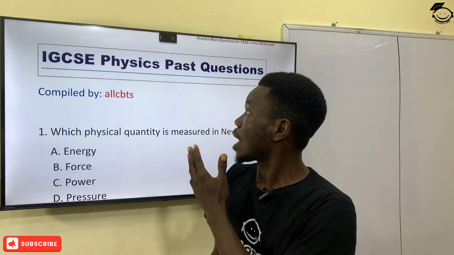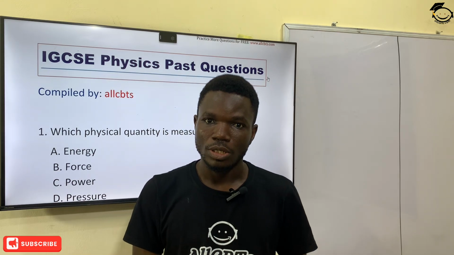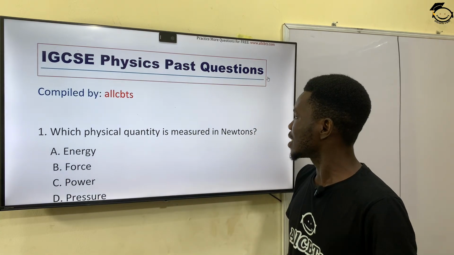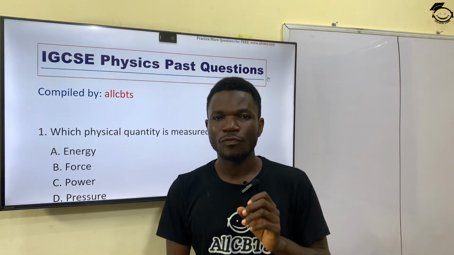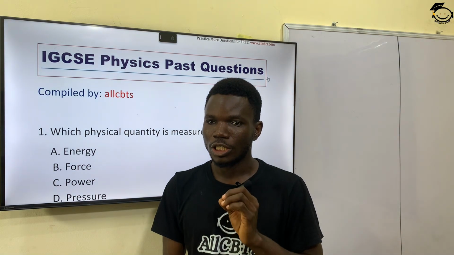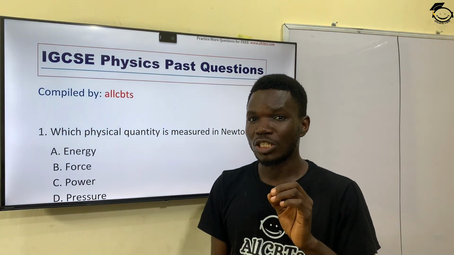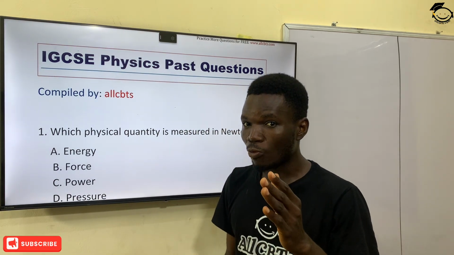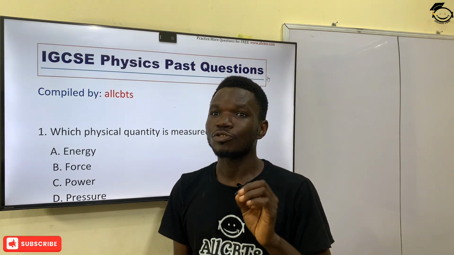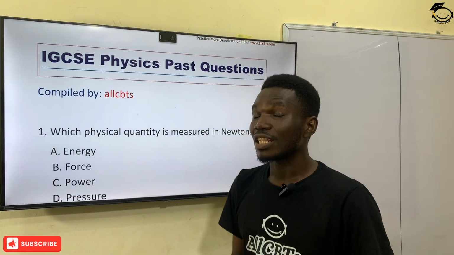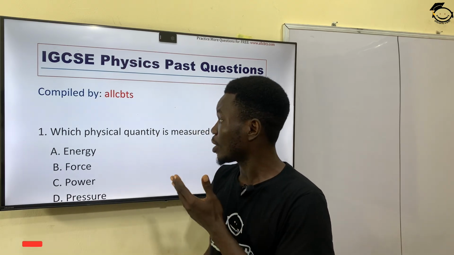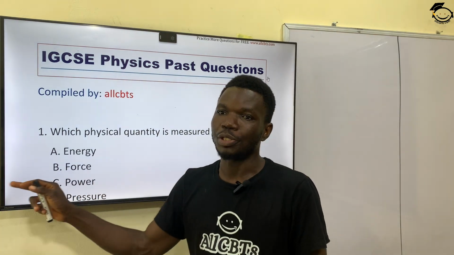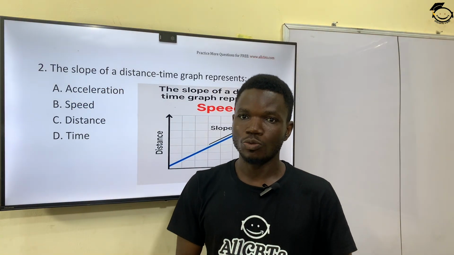And today we'll be looking at IGCSE Physics past questions. So the first question here says, which physical quantity is measured in Newton? The physical quantity that is measured in Newton was named after Sir Isaac Newton, based on the work that he did. Looking at the options here, the physical quantity named after Sir Isaac Newton is force, which is option B.